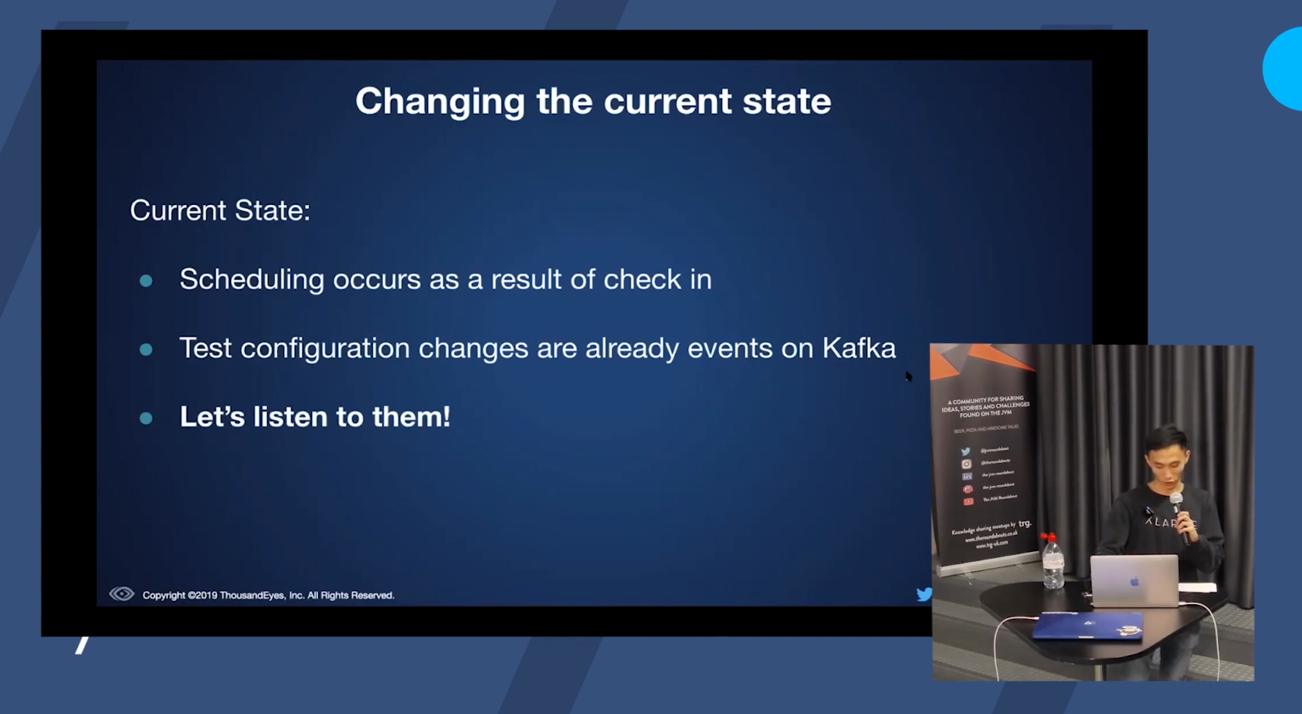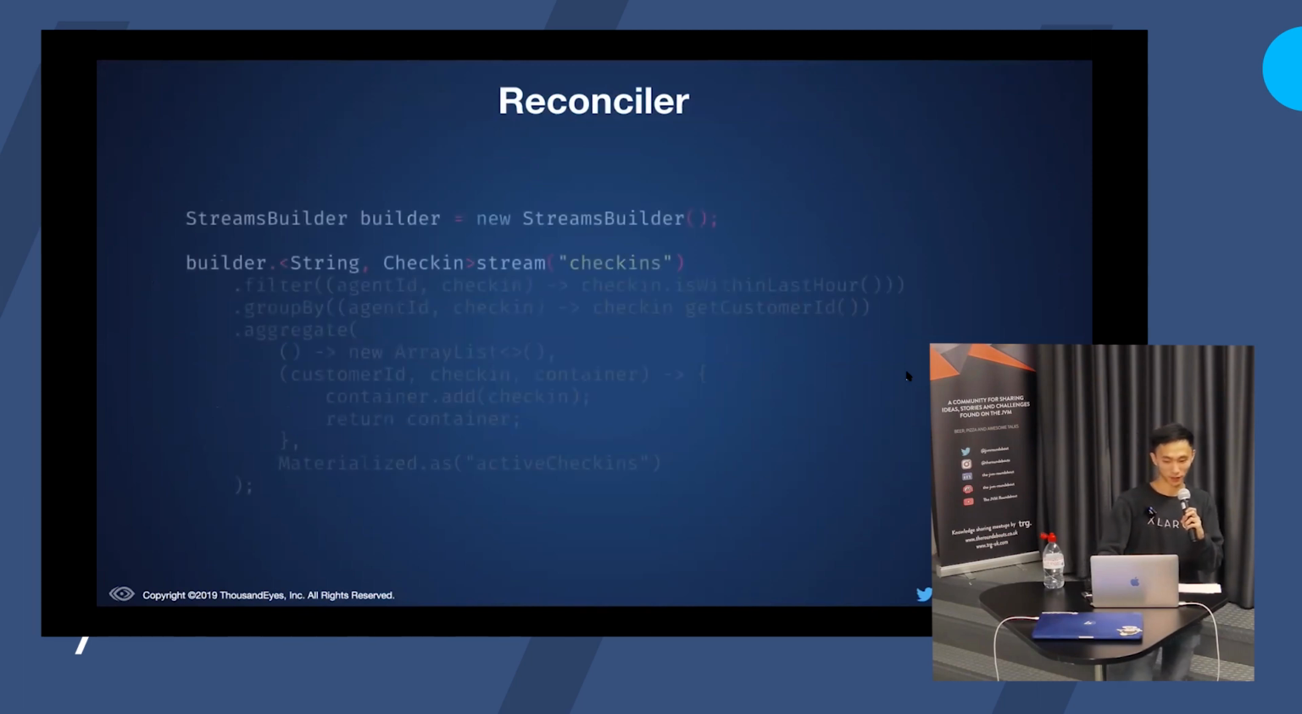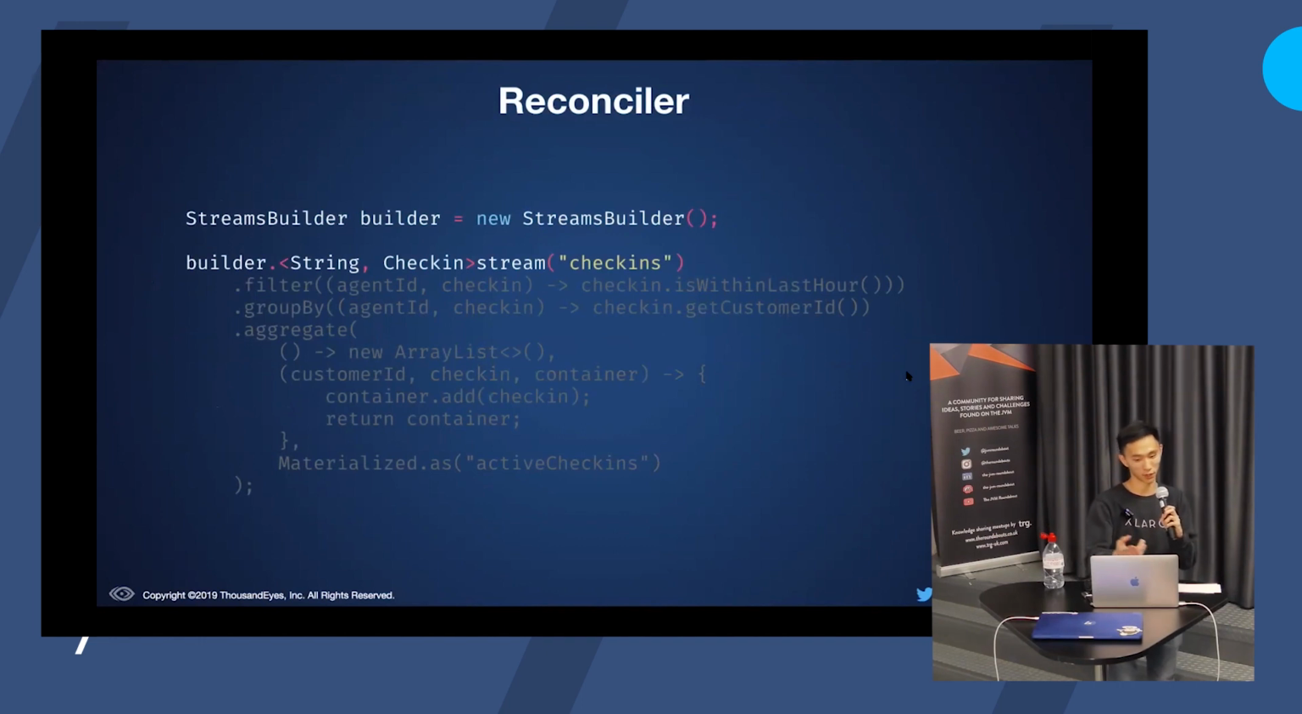So we introduced another service to react to test configuration changes, which we've called the reconciler. And the name will be a little bit clearer later on. But of course, no surprises, the reconciler is also implemented in Kafka Streams. What it does here is first, it listens to the stream of check-ins. So same as before, we start with this builder, and then we call stream, and the application begins listening to this event on Kafka.